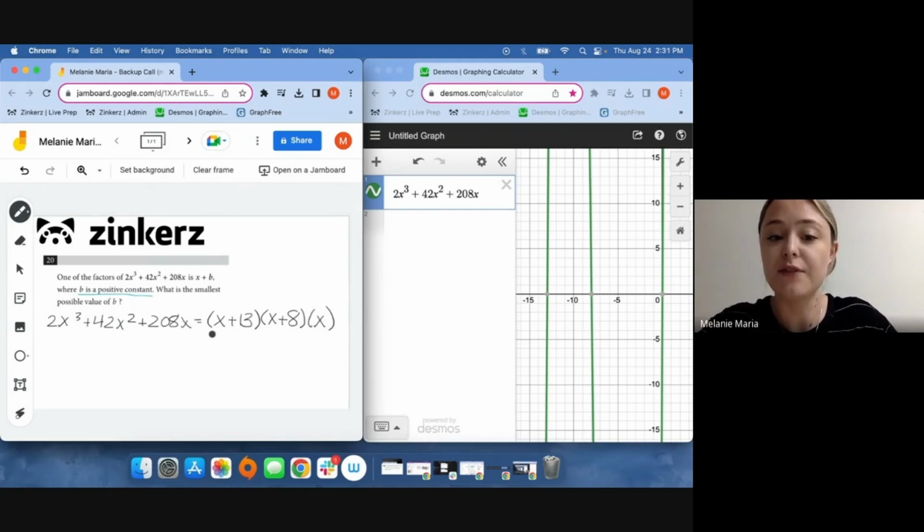If I now look at the factors that look like x plus b, I can notice that is x plus 13 and x plus 8. In other words, the smallest possible value of b must be 8.